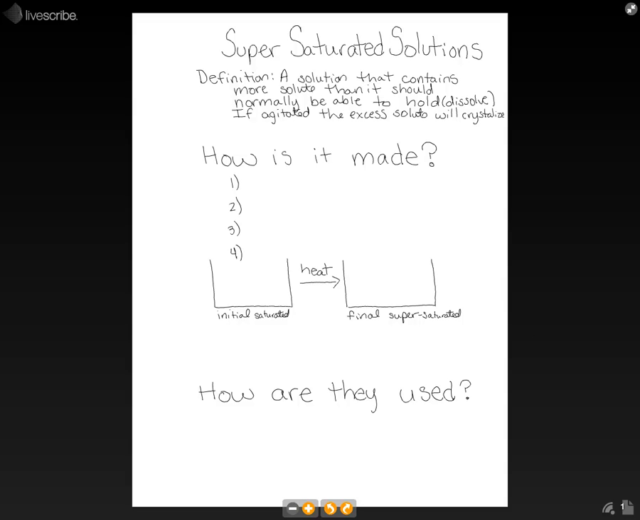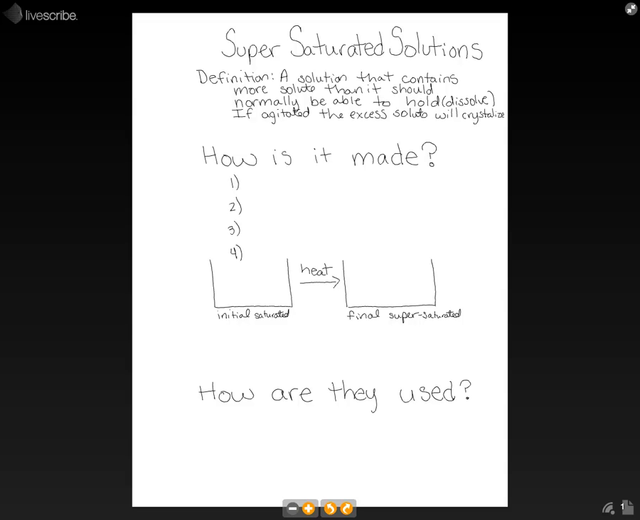Today's lesson, we're going to talk about supersaturated solutions. The definition of a supersaturated solution is a solution that contains more solute than it should normally be able to hold or dissolve. These solutions, if they're agitated, will have excess solute crystallize. So one question about these is how they're made.